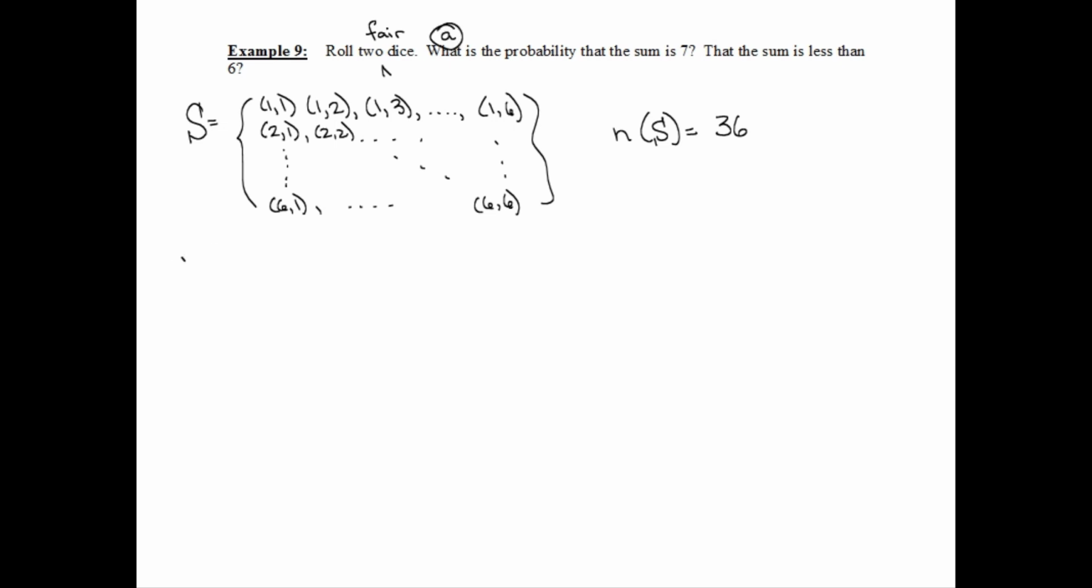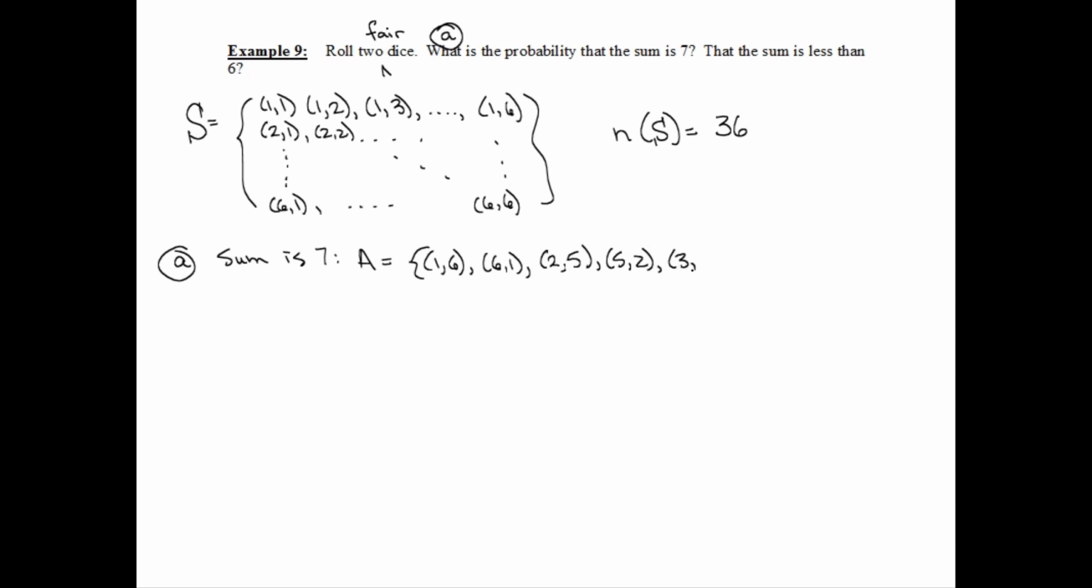I'll call this part A so we can label our notes. If the sum is 7, what's my event A going to be? I want to write down everything that is in event A, all the ordered pairs that give me a sum of 7. Let's be systematic about it and start with 1. If I want to get a sum of 7, how do I do it starting with 1? Well, I've got to put a 6 with it. Let's change the order of these. Now let's move to 2. What do I put with the 2 to get a sum of 7? 5. Change the order so we get 5, 2 as well.